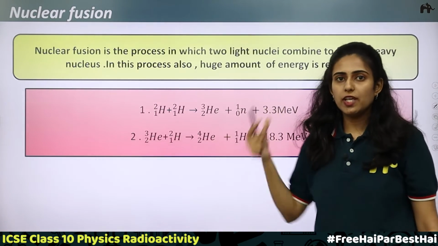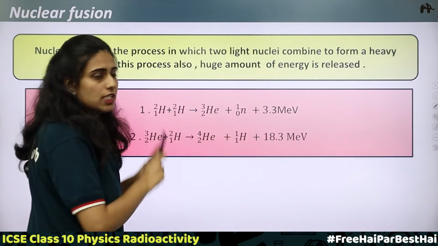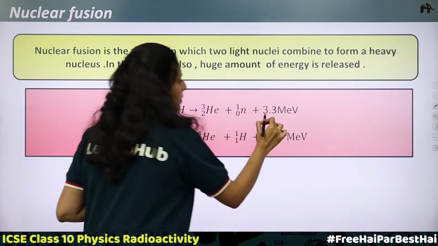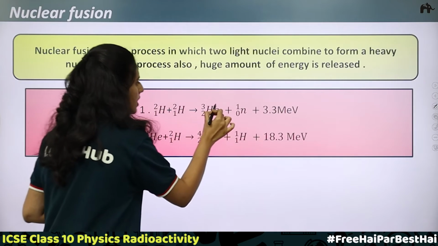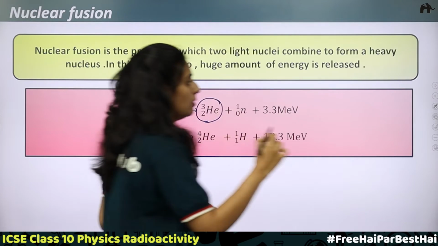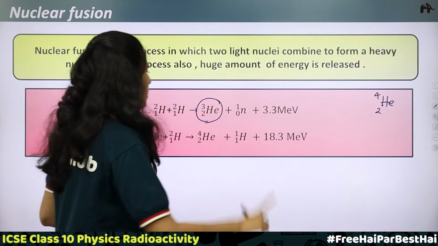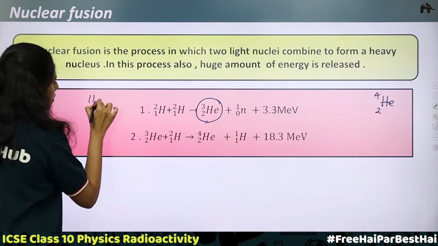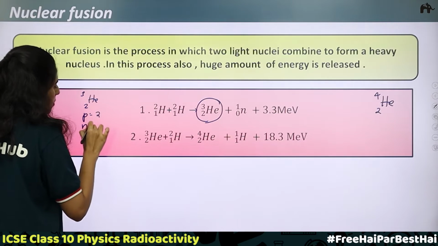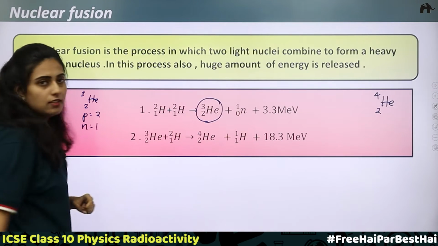Now, when 2 deuterium nuclei fuse, they form helium, 1 neutron, and 3.3 MeV of energy is produced. Here you can see that this helium is not the stable helium atom. The stable helium atom is helium 2, 4. Now, in this case, helium 2, 3, you are able to see the number of protons is equal to 2 and the number of neutrons is less than that, that is 1. Okay. It should come to a stable helium atom.